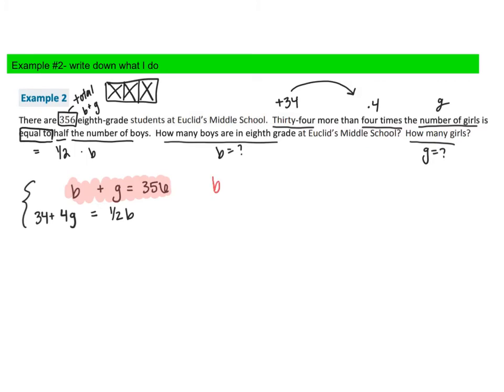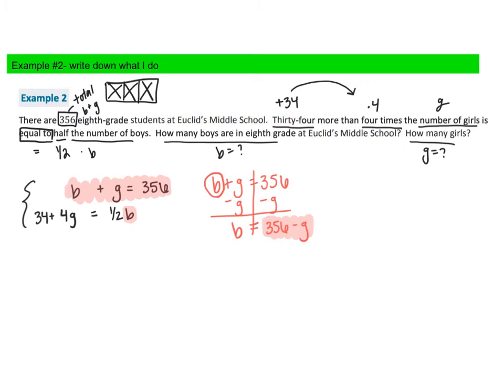So right now it says b plus g equals 356. If I want that b by itself, I just got to take away the g from both sides. And I get that the number of boys equals 356 minus the number of girls. Okay? So now I'm going to plug this newfound knowledge that b equals this into my second equation. And from there, I'll be able to solve.